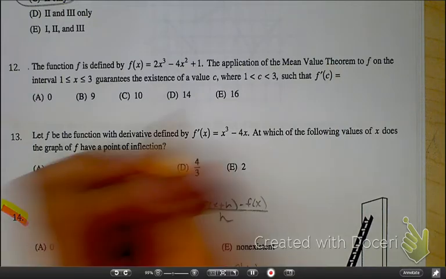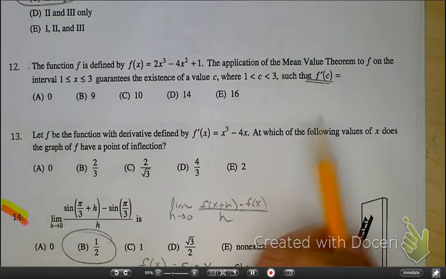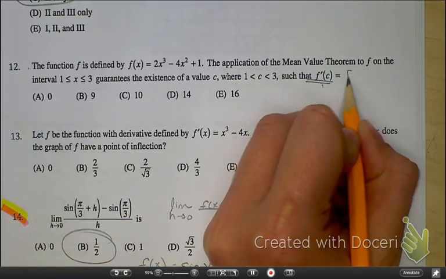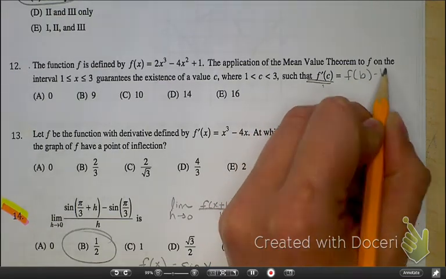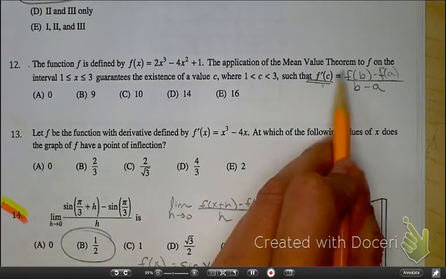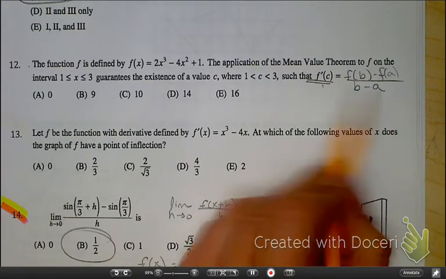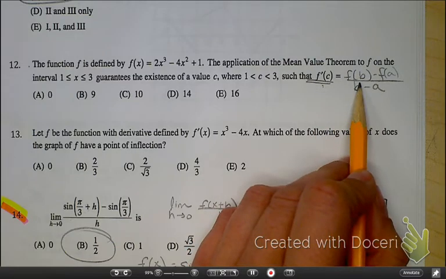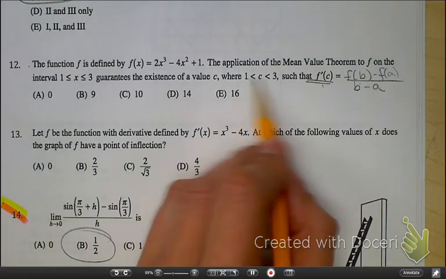So remember, the mean value theorem says the slope of the tangent line, which is f prime of c, must be equal to the slope of the secant line, f of b minus f of a over b minus a. So if I can essentially figure out what the slope of the secant line is, that would be the answer to this question. The slope of the tangent line must be equal to the slope of the secant line. So I know that my b and my a are 3 and 1.